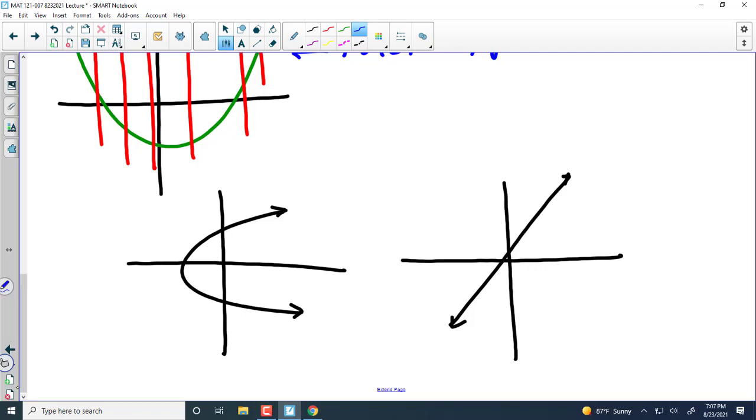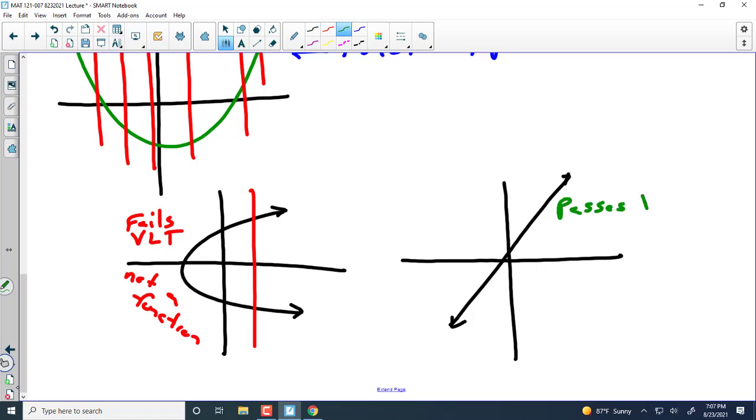Does this pass or fail the vertical line test, the first one here? Fails. If it fails, therefore, it is not a function. Fails VLT. See, it fails. Not a function. How about this line over here? Does this pass the vertical line test? Yeah, it sure does. Passes VLT. This right here is a function.